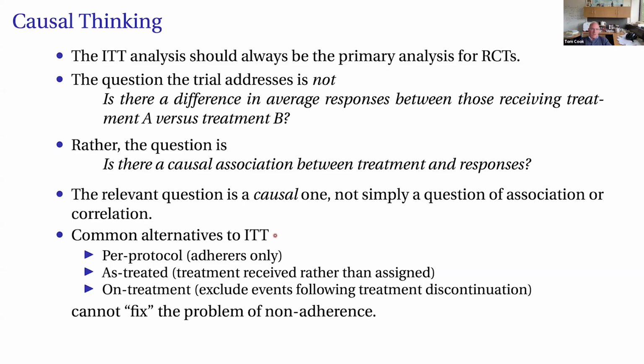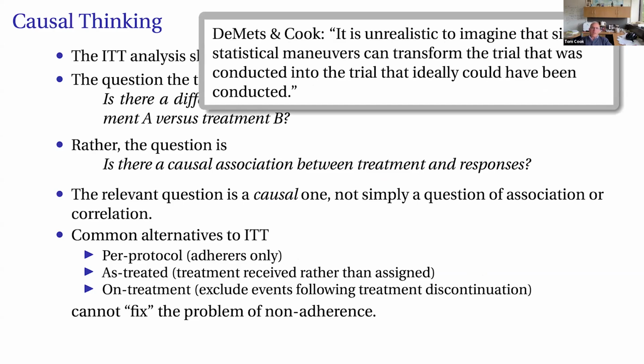Then the common alternatives to ITT, either the per protocol analysis, which only looks at adherers, the as treated, which actually looks at the treatment actually received, or the on treatment that excludes events following discontinuation, they have no hope of actually fixing this problem of non-adherence. So what Dave and I said in our paper, it's unrealistic to imagine that simple statistical maneuvers like excluding non-adherers or switching groups can transform the trial that was conducted into the trial that ideally could have been conducted.